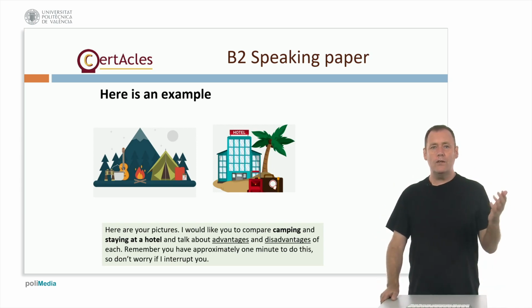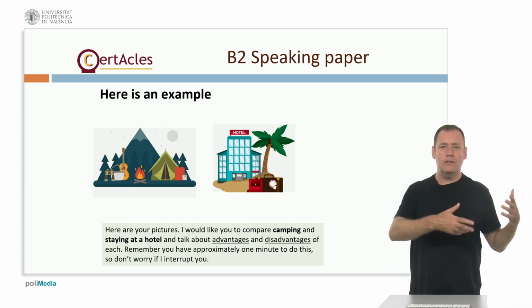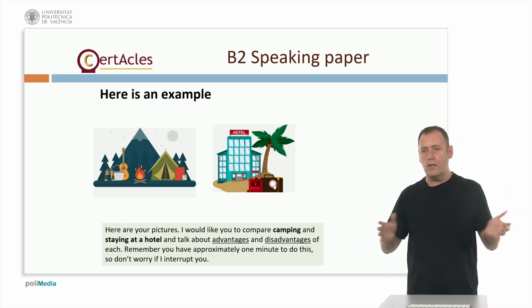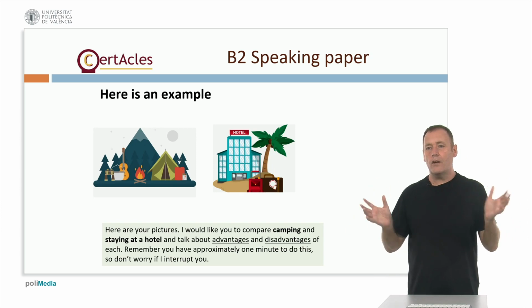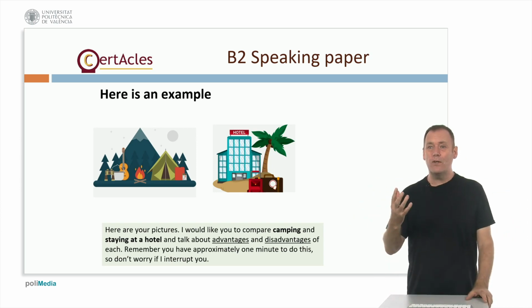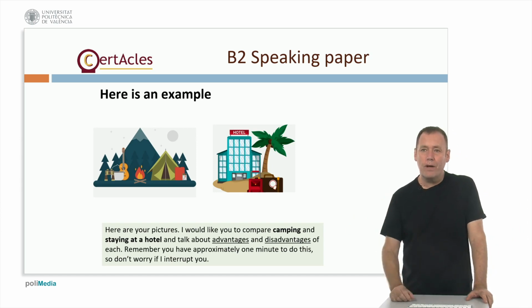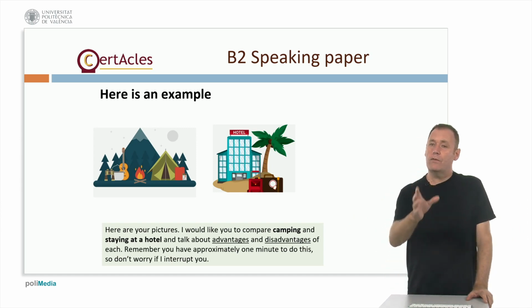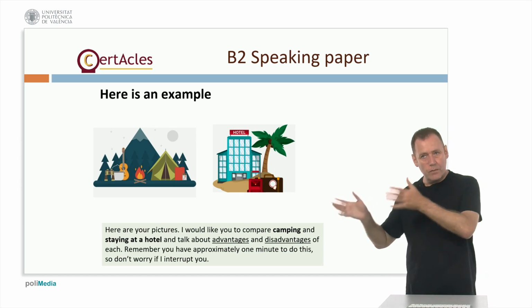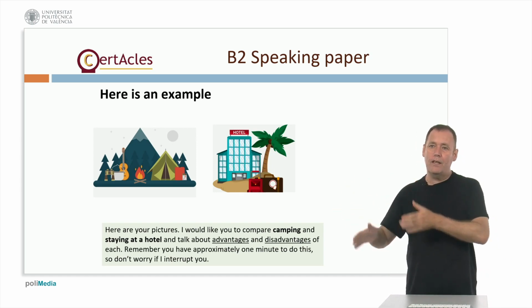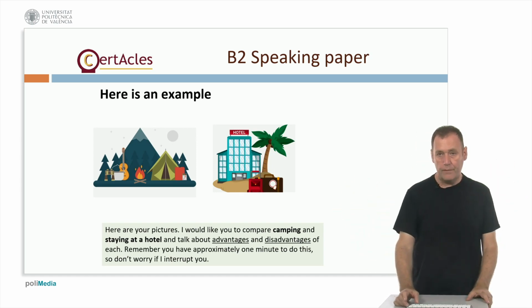So you can see there you've got a picture which portrays camping and another one staying in a hotel, and you need to talk for a minute comparing the two. So it's 2 ideas really that you need to compare. After this, as I said, there'll be a supplementary question for the other candidate, and then we repeat the process.